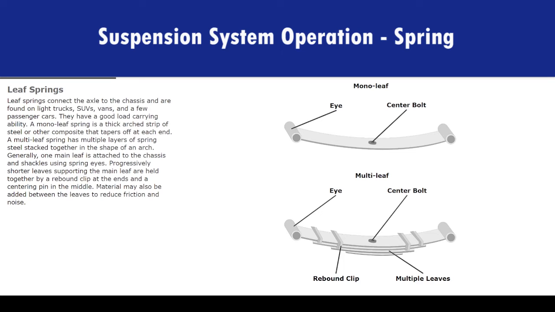Generally, one main leaf is attached to the chassis in shackles using spring eyes. Progressively shorter leaves supporting the main leaf are held together by a rebound clip at the ends and a centering pin in the middle. Material may also be added between the leaves to reduce friction and noise.